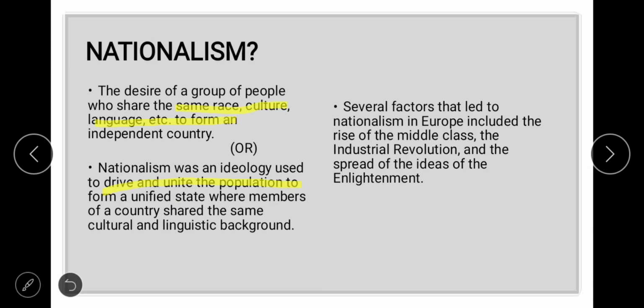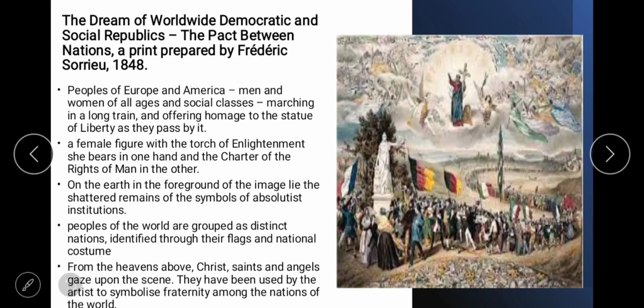In this chapter, we'll understand that there were several factors that led to nationalism, which included the rise of the middle class, the industrial revolution, and the spread of the ideas of the Enlightenment. The lesson begins with a painting painted in 1848 by Frederic Sorrieu, a French artist. He prepared a series of four prints visualizing his dream of a world made up of democratic and social republics, and one among the four has been given to us in the lesson.